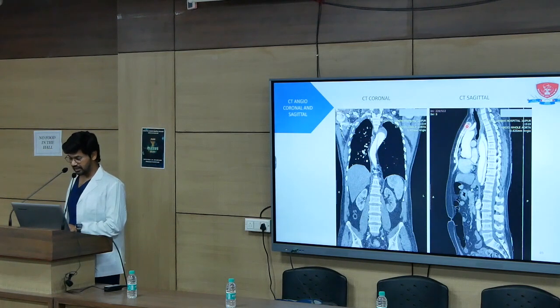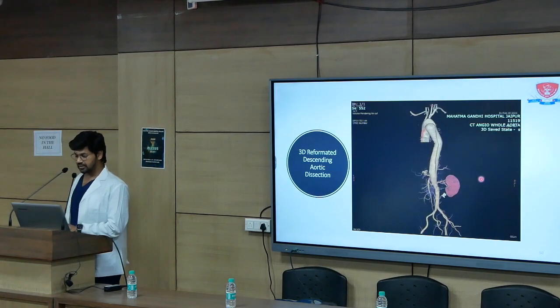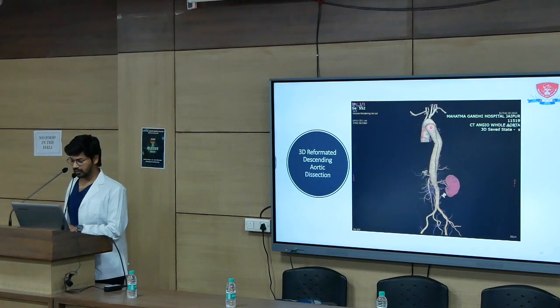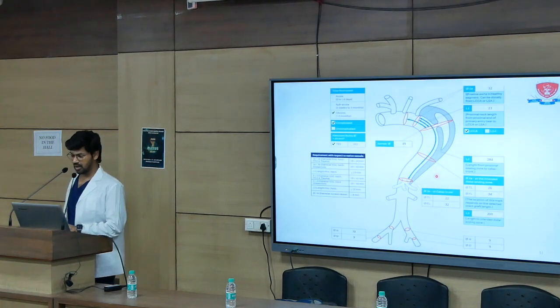This is the CT sagittal image, which is showing the extension of the dissection from the distal end of the left subclavian artery extending to the abdominal aorta. This is the 3D reformatted image of the descending thoracic aorta, in which we can well visualize the starting and the end point. So this is the detailed diagram which we needed for the pre-planning and execution of our thoracic TEVAR procedure.